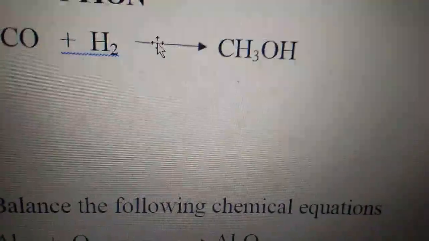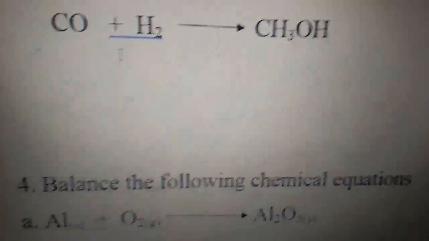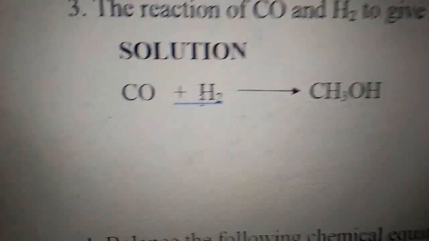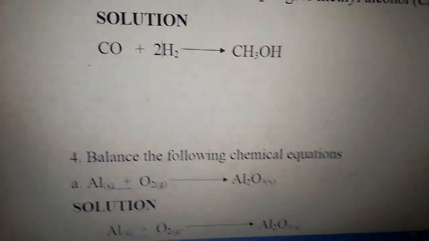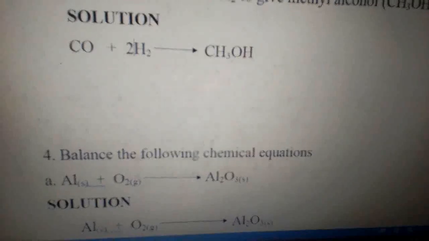We divide the 4 by 2, and that will give us 2. So we need to place 2 in front of hydrogen. We have it there. So we now have a balanced equation for that reaction. That's well written now. We now go to question number 4.